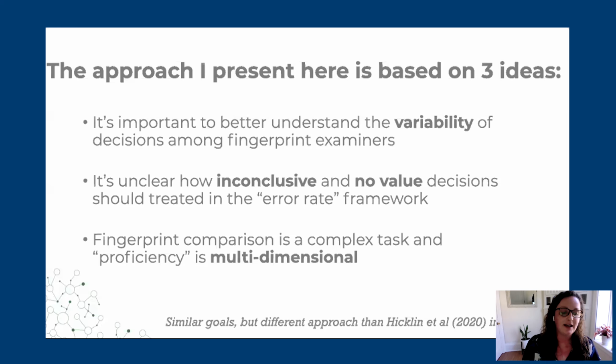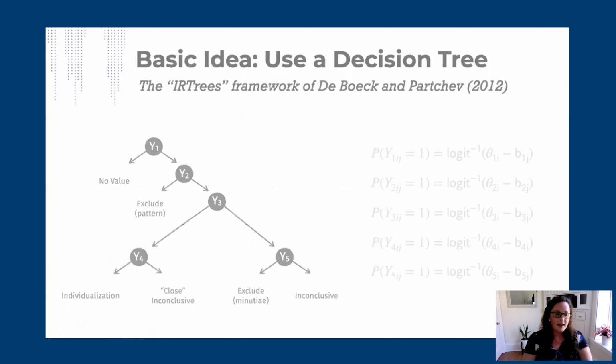And I just want to mention that these are similar goals, but a different approach than a recent paper in Forensic Science International by Hicklin et al. And so the basic idea behind the model that I use is to use a decision tree for each of the responses in black box data. And so this is the IRTree framework of De Boeck and Partchev. And so for each examiner item response in the data set, we are going to model 5 different decisions.